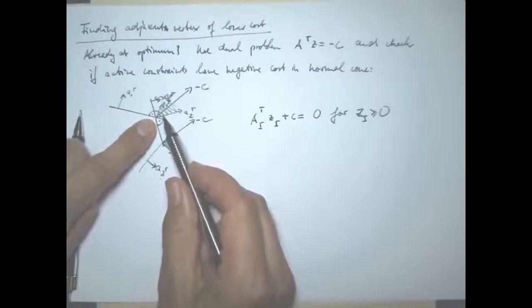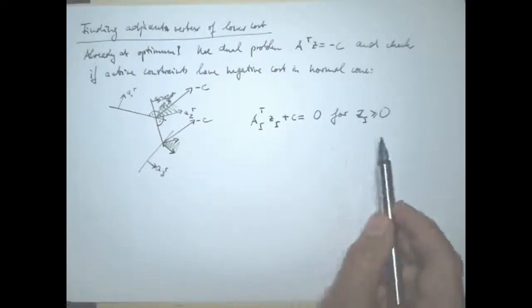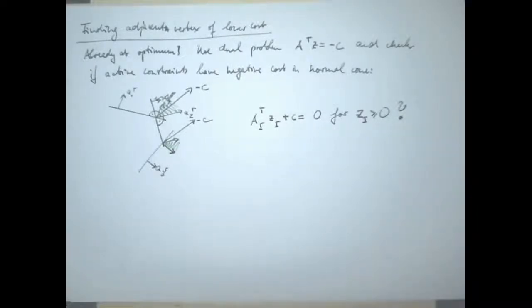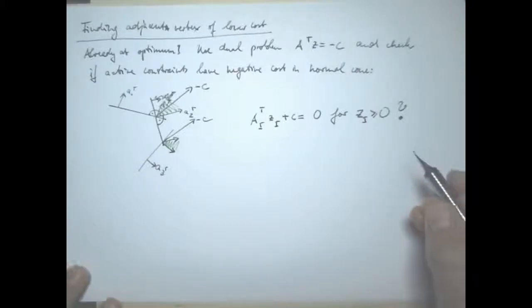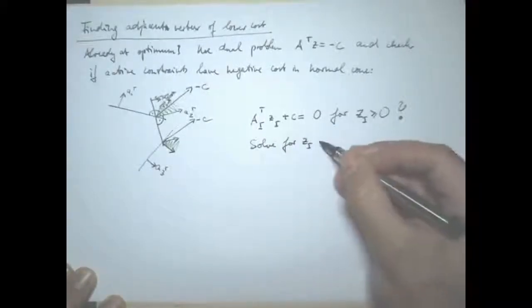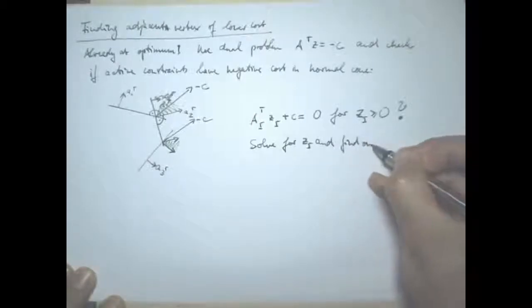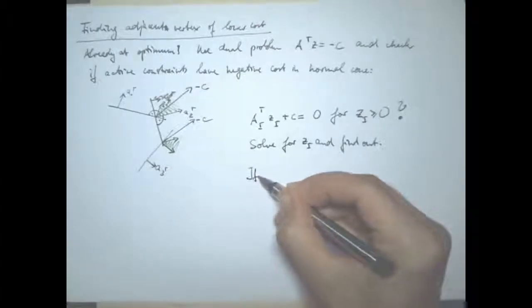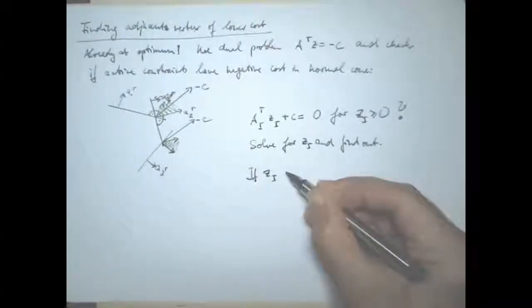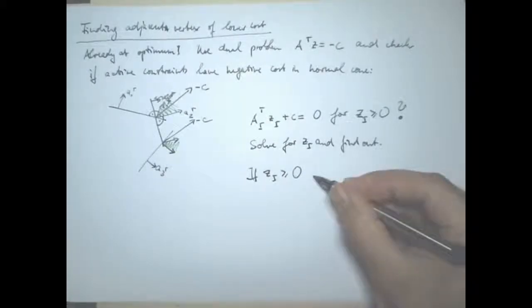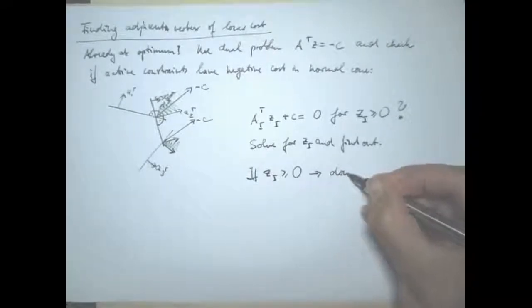And well, to find out if this is true, we can solve this system of equations. So we solve for Zi and find out. Well, then there are two cases. If indeed all components of Zi are non-negative, then we are done. We are at an extremum. Otherwise, we have to do some more work.